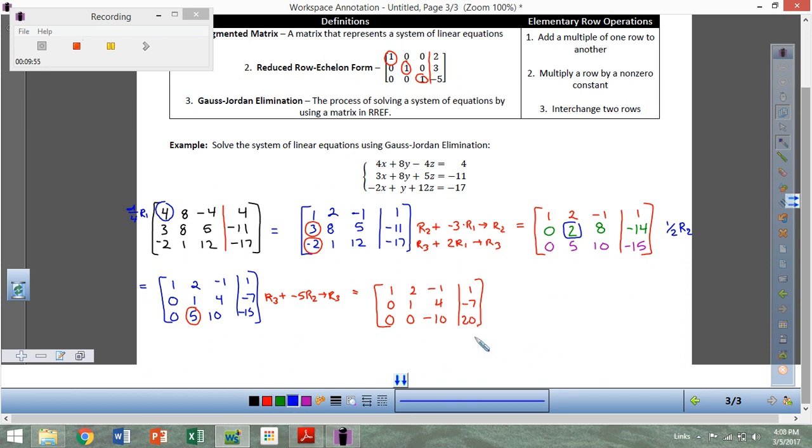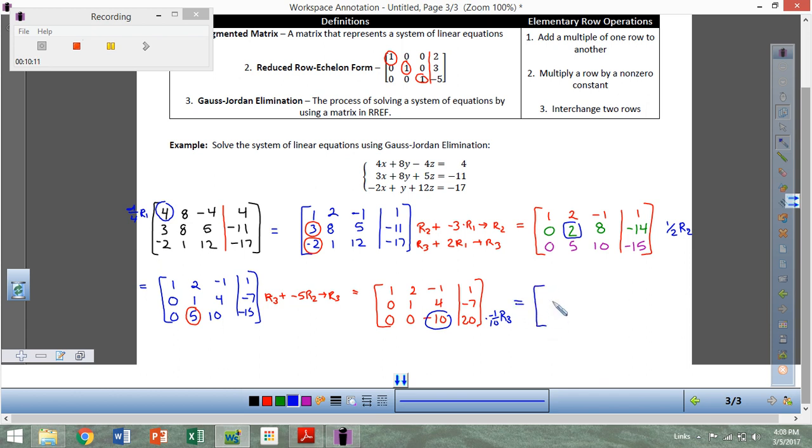Okay, almost got it. I want this to be a 1, right? So I'm going to replace row 3 with negative 1/10 row 3. I'm basically just going to divide by negative 10 if that's the way you want to think about it.